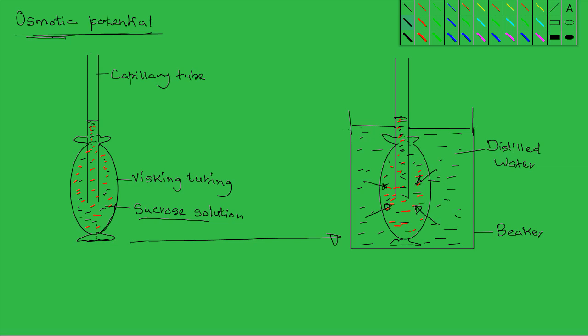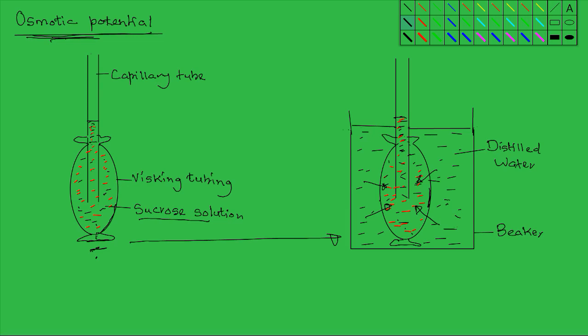So osmotic potential refers to the capacity of a solution to develop an osmotic pressure. The moment that solution is separated from another solution by a semi-permeable membrane, that is, the moment the solution comes into close proximity with another solution and between them there is only a semi-permeable membrane, then that solution will develop osmotic pressure as a result of the influx of water molecules into it.